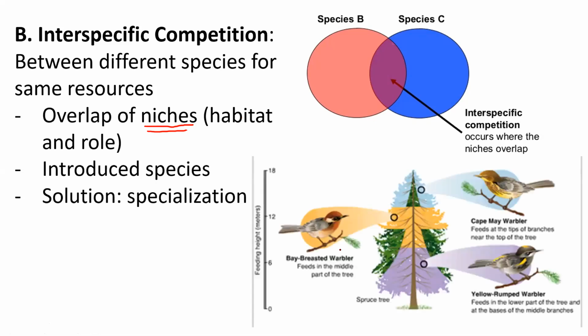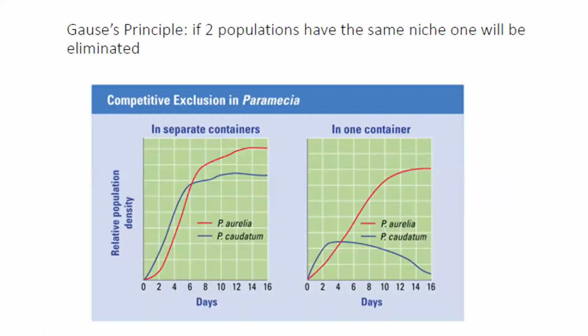Now we're going to talk a bit about this warbler case study. It's very interesting, in a moment. Gause's principle: if two populations have the same niche, one will be eliminated. We've got two types of paramecia. P. aurelia is red and P. caudatum is blue. They are grown on different mediums.